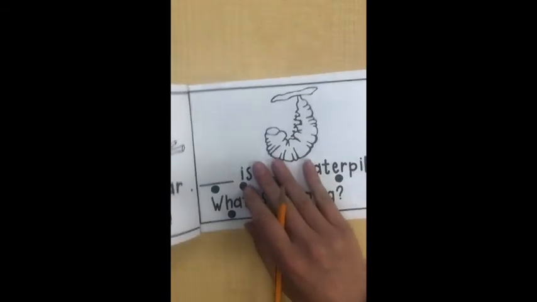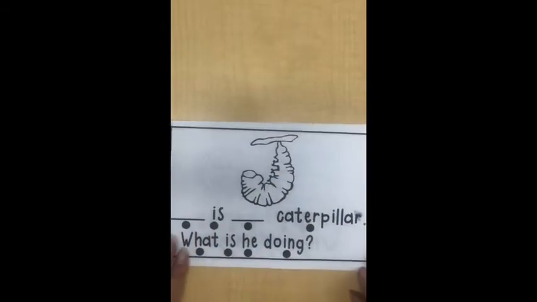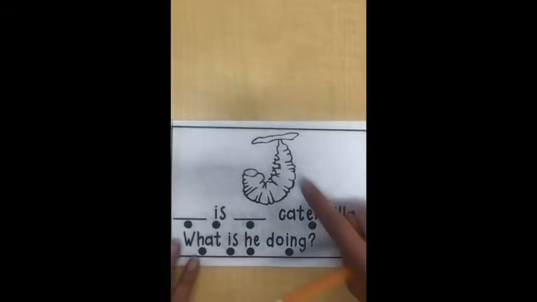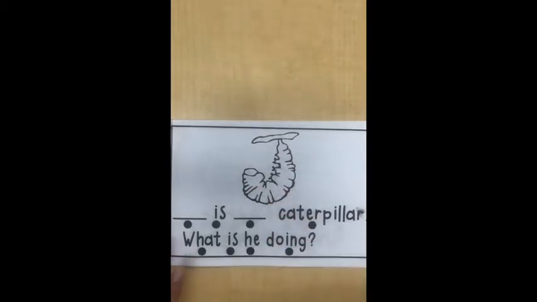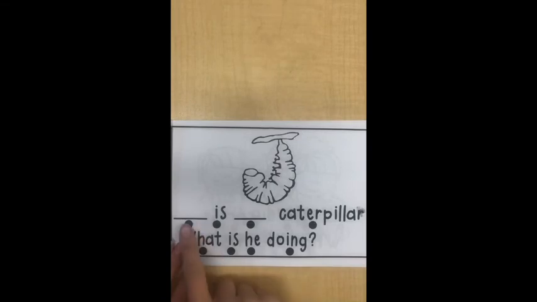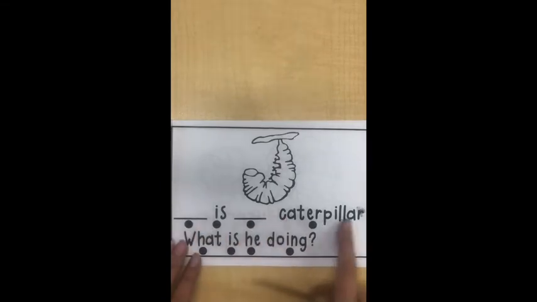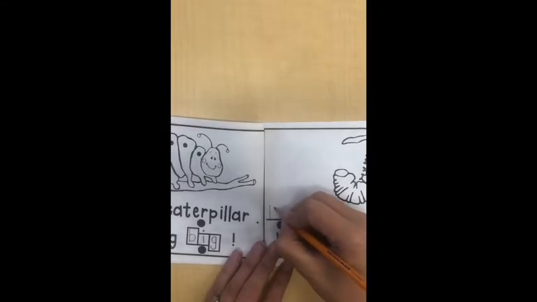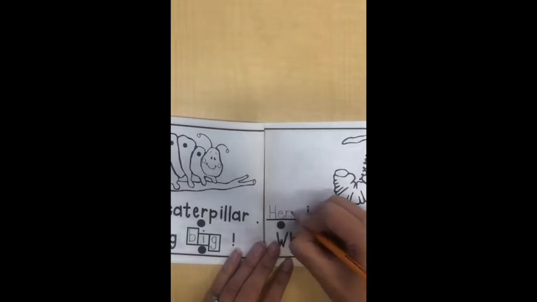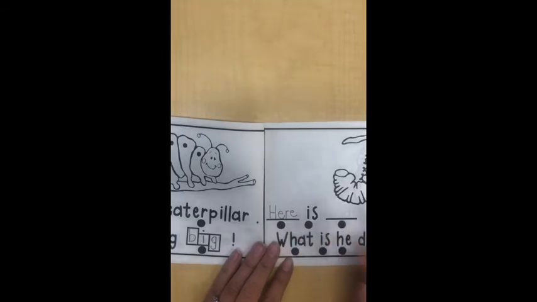Then after that, when he's all big and fat and he's eaten lots of food, he's going to make something called a chrysalis. So he starts and they go up to the top of wherever they are. Usually it's a leaf and they start to hang down. So it goes, here is a caterpillar. So I'm going to do capital H again because it's the beginning of my sentence. H-E-R-E. Here is a caterpillar.